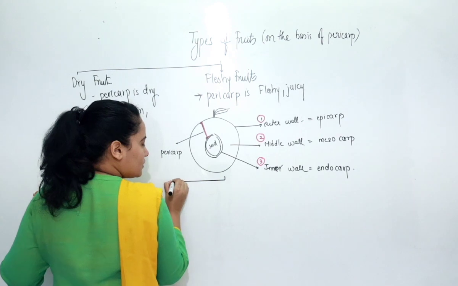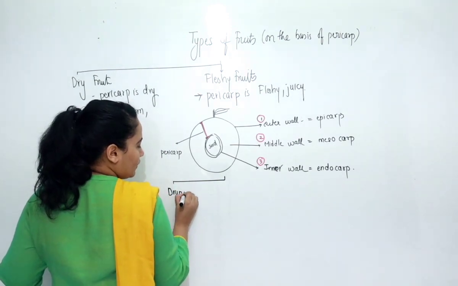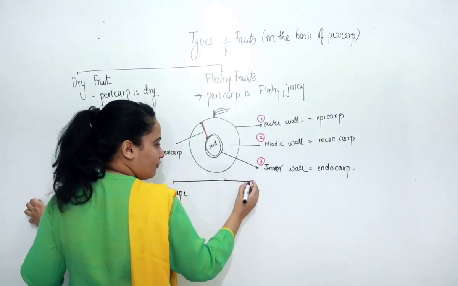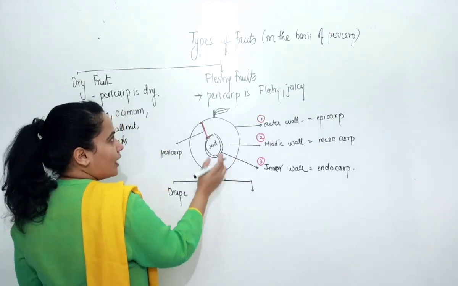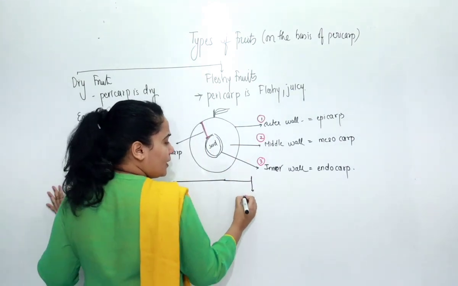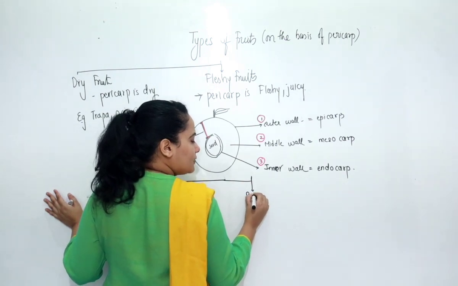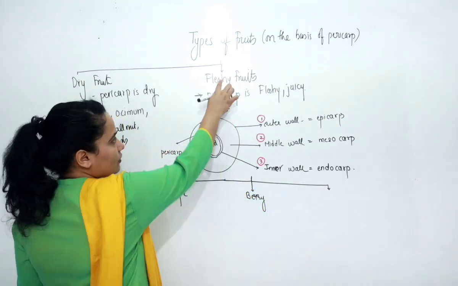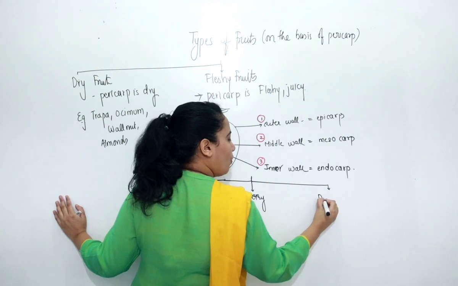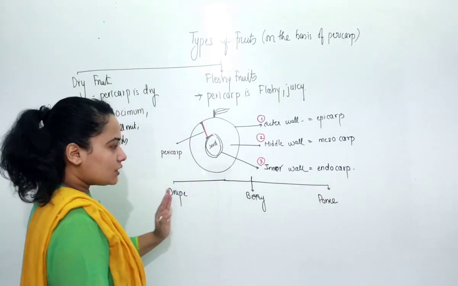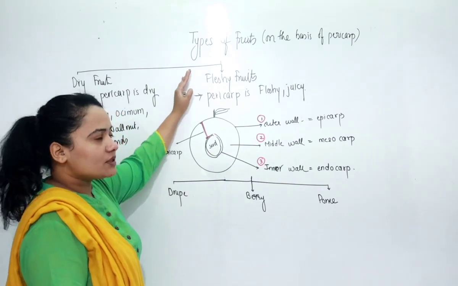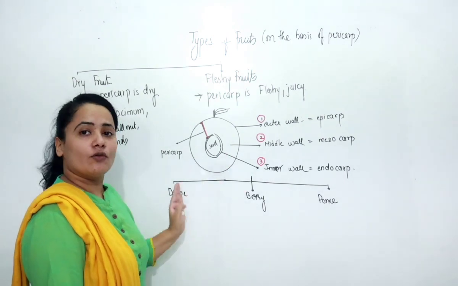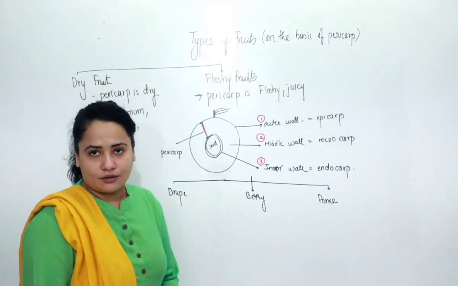I am talking about the types of fleshy fruits right now. Its first type is drupe. The second type is berries. And the third type of fleshy fruit is pome. So this is what we will be discussing. Remember, in this fleshy fruit we have divided the pericarp into 3 parts. Now according to this, we further divide it into 3 types of fruits.